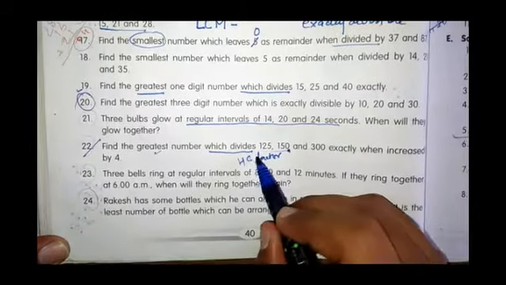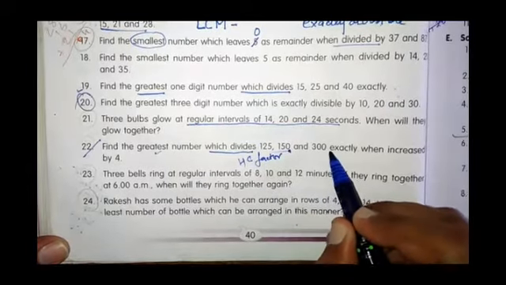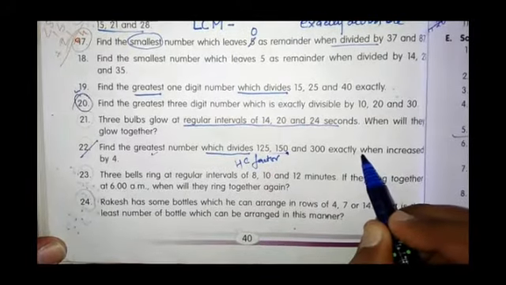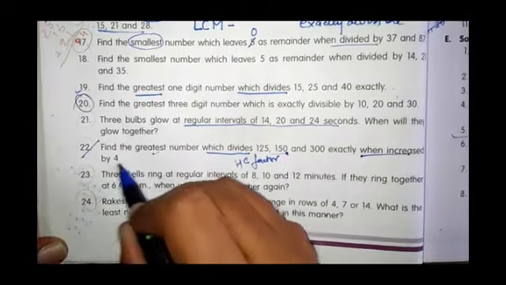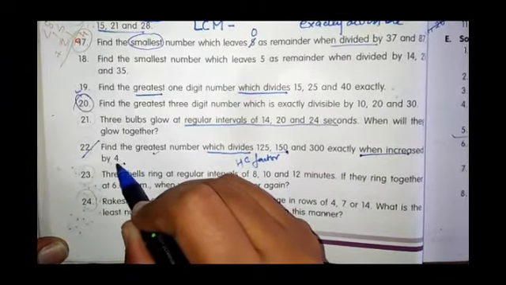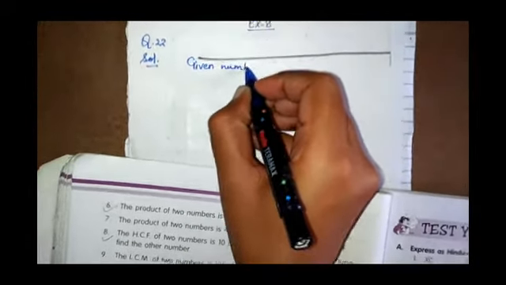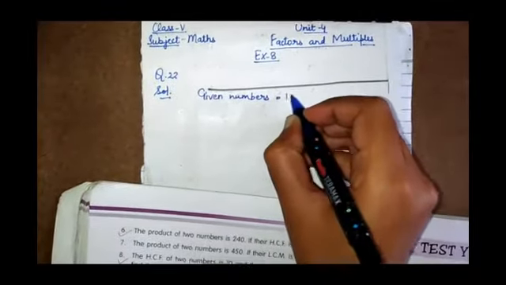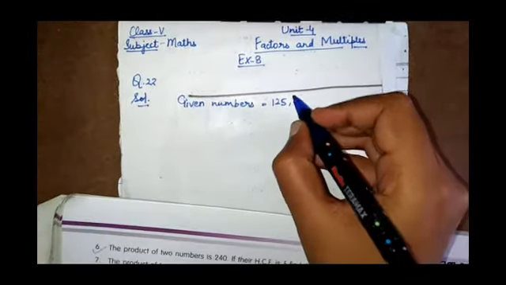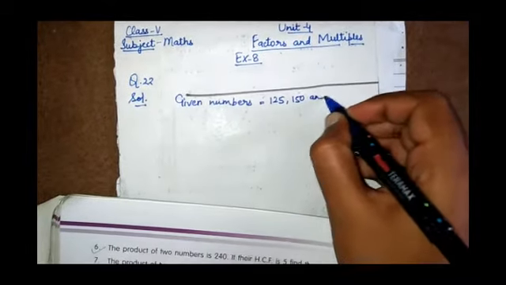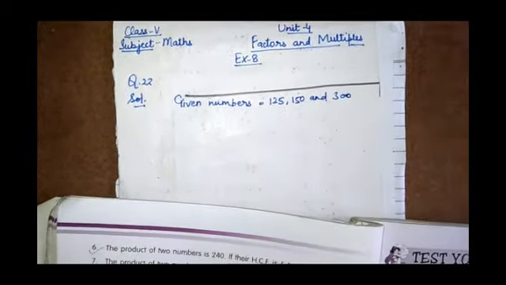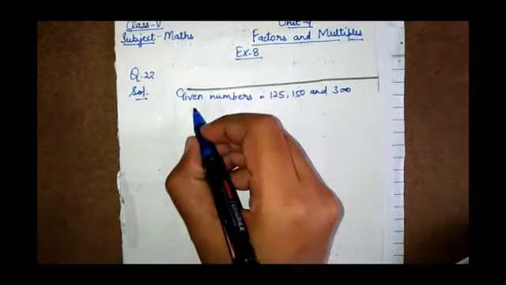Okay, so what we have to do here is simply find the HCF of these three numbers. But here something new is there: when increased by 4. Now what we have to do for this, I will tell you later on. First of all, we'll find the HCF of these three numbers. So let's start. First we'll write the given numbers. The given numbers are 125, 150 and 300.